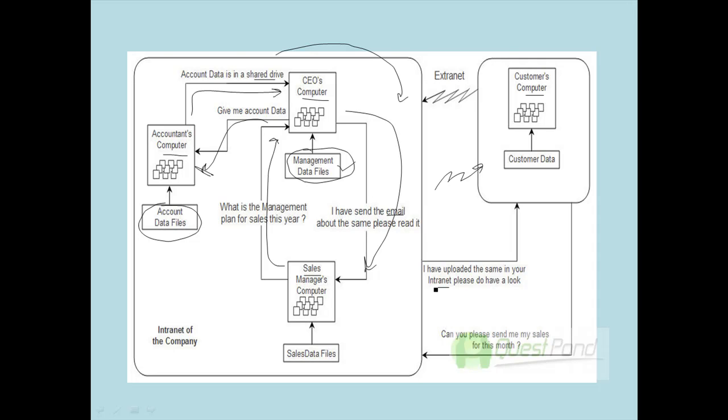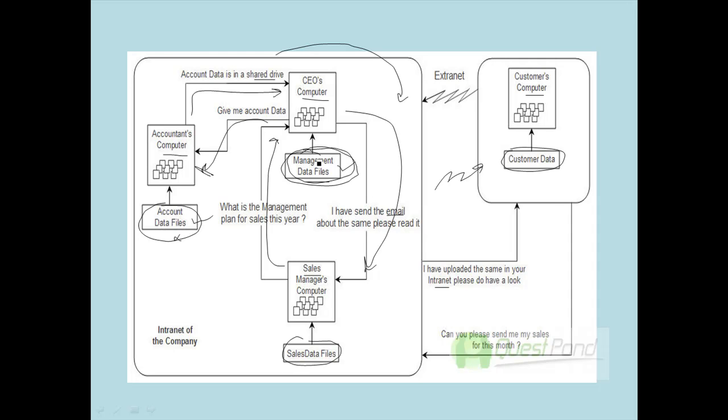Now what is the main problem with this kind of communication? First problem: the accounting data files or management data files are lying in their own personal PC. So tomorrow, if the PC gets knocked off and you have not taken a backup, you lose all this data. The second problem is that if tomorrow the accountant or the CEO is not there, then to get these data files there is definitely an issue, because you have to log in to his PC, take his user ID, password, etc.